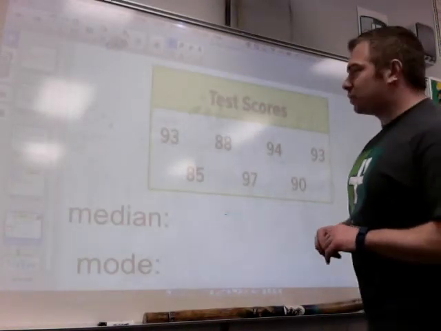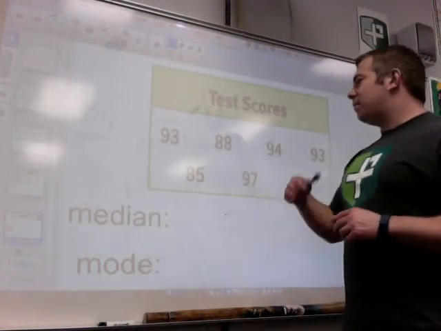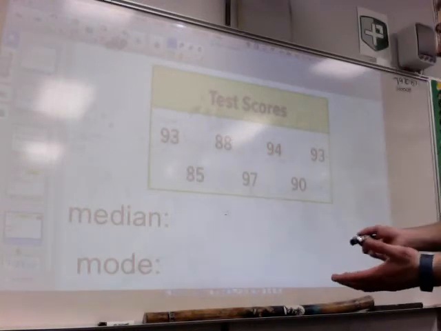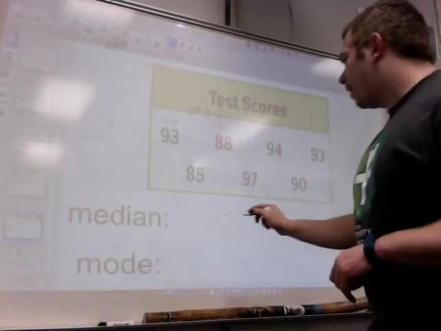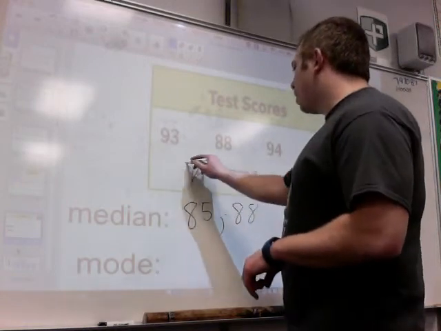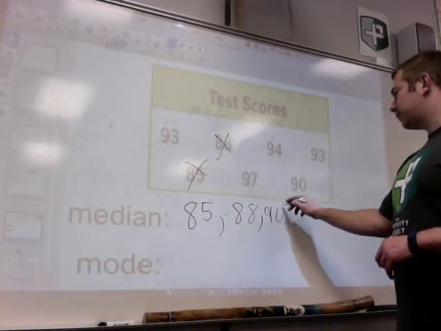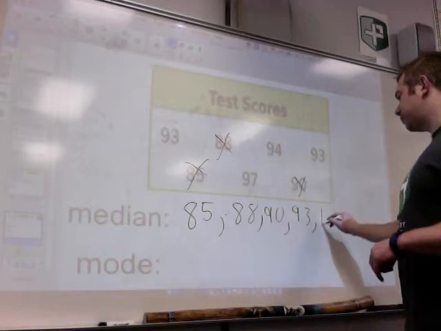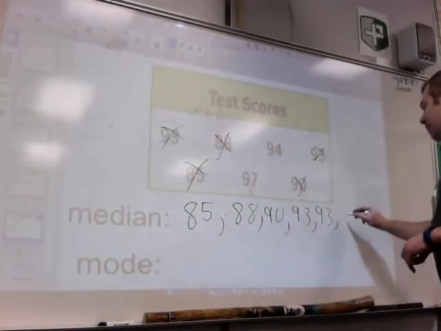Alright, we have some test scores here, pretty good test scores. I have a median and mode I have to find, so I'm going to order them again from least to greatest. I have numbers starting in the 80s. I see two numbers in the 80s, 85 and 88. I'll mark them off that I'm done with those. Then I have a 90 next. 93, I got two 93s. Smart guy, I guess. A 94 and a 97.